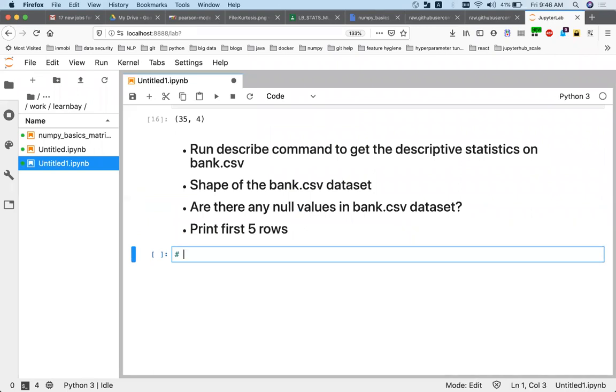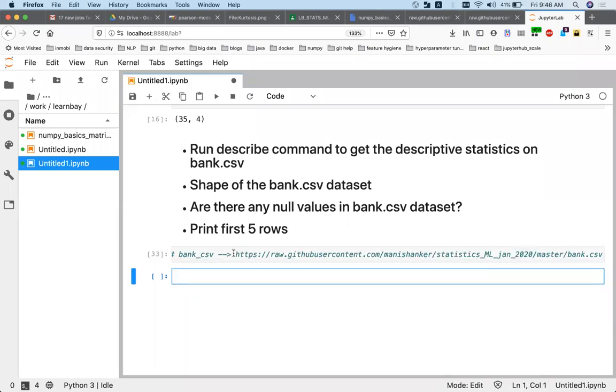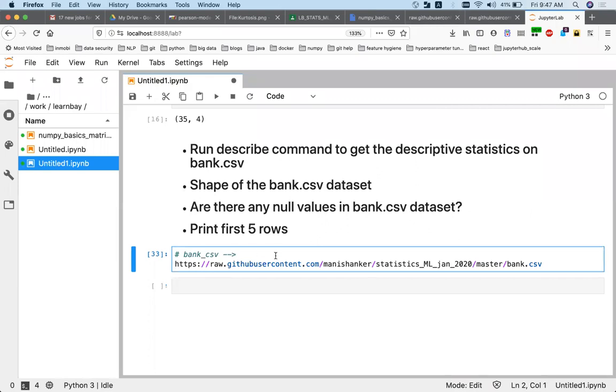What about the shape? Shape, one second. 4521 comma 17. Okay. So let's wait for 2-3 minutes. I hope everyone is getting that. Shape is 4521 comma 17. What about others, guys? Any problem, any issues you are running into?